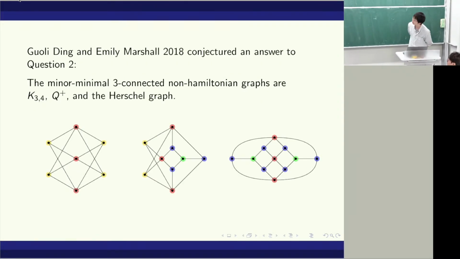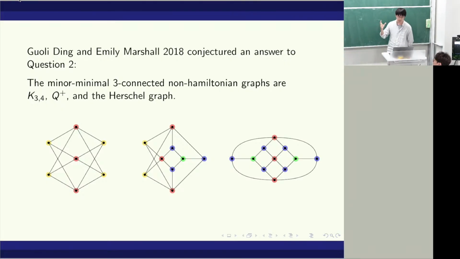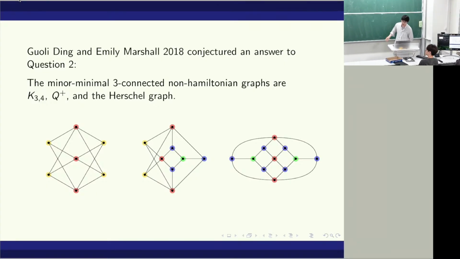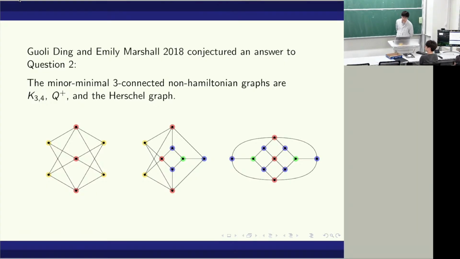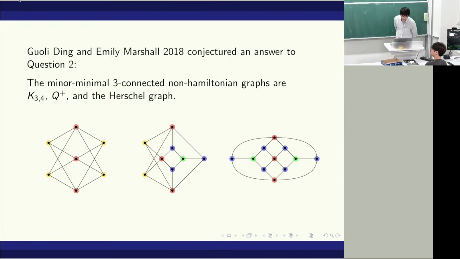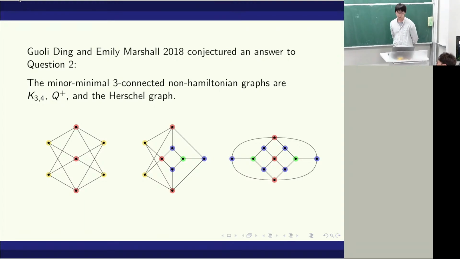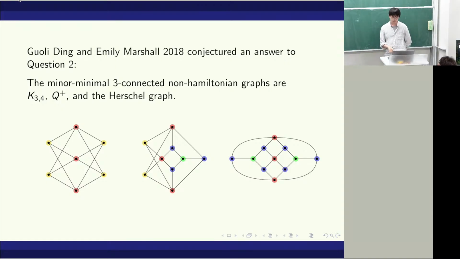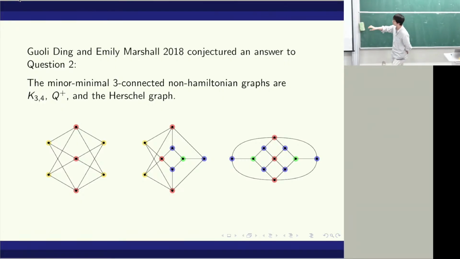So how about question 2? The question 2 is just the same question about the three connected case. Interestingly, Guoli Ding and Emily Marshall conjectured in 2018 that the minor minimal three connected non-Hamiltonian graphs are these three graphs. The first one is K3,4, and the third one is the Herschel graph. The middle one is actually combined from these two graphs.